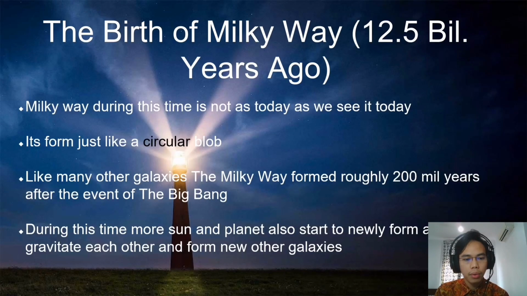So let's go to the history of the Milky Way. The birth of the Milky Way was 12.5 billion years ago. During this time, it was not as we see it today. In its earliest form, it just looked like a circular blob. Like many other galaxies, the Milky Way formed roughly 200 million years after the Big Bang. During this time, our sun and planets also gravitated toward each other and started to form.